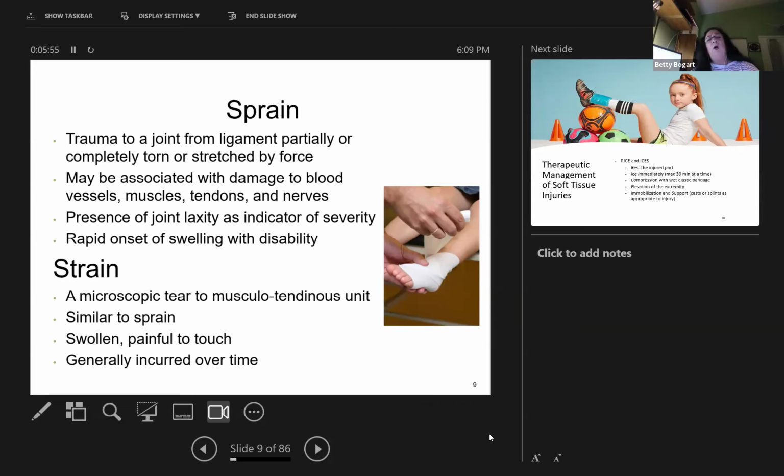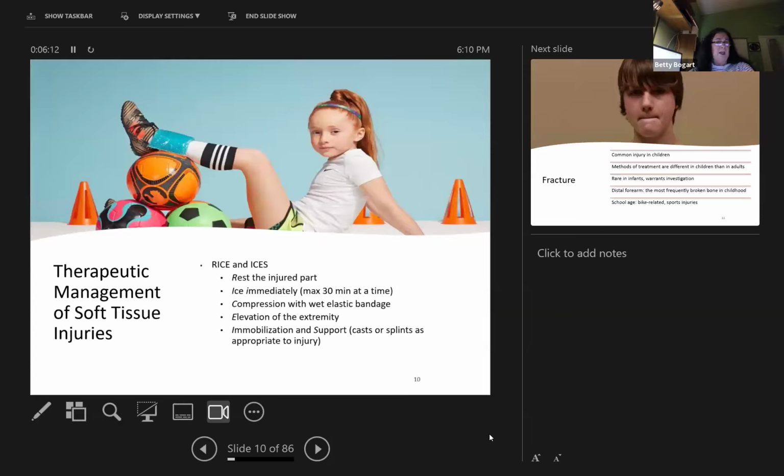Strains are when we tend to do things over and over and over again. Things like shin splints and stuff. And again, they get swollen and they get painful and they hurt. So, what are we going to do? It is the acronym RICE. Rest, ice, compress, and elevate.